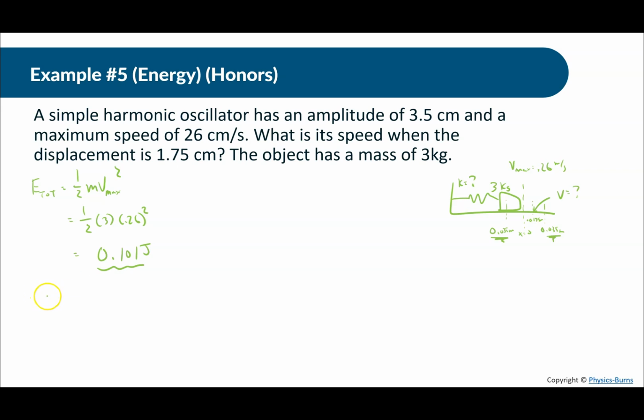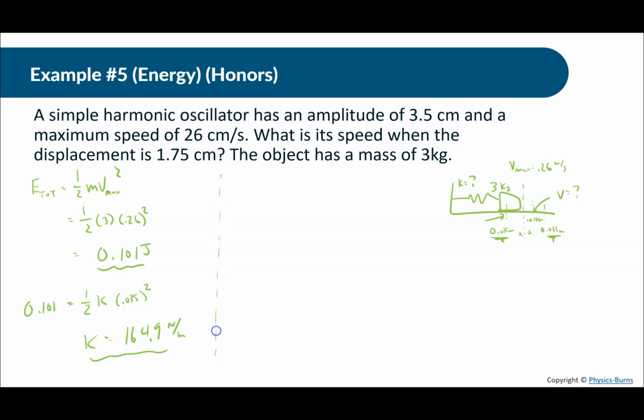Okay, so I know that the total energy is 0.101 joules, and I can find the spring constant when it's at its amplitude. So I'm going to do 1/2 K, which we're looking for, and the amplitude we know is 0.035 squared. So let me do some math. 0.101 times 2 divided by 0.035 squared, and we get K is 164.9 Newtons per meter.